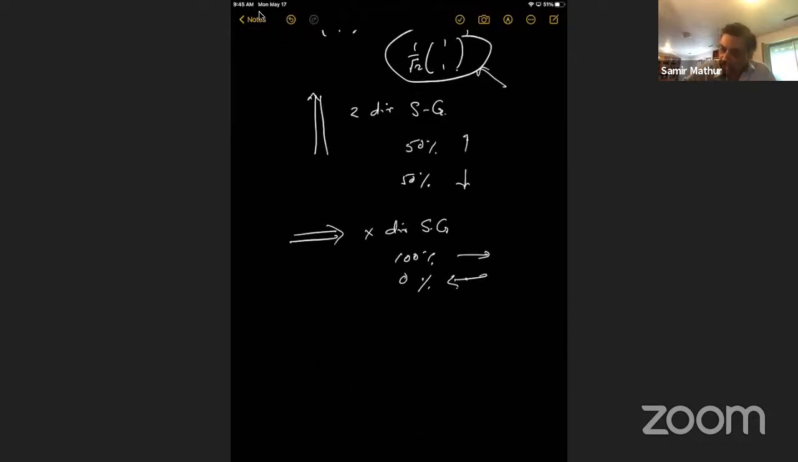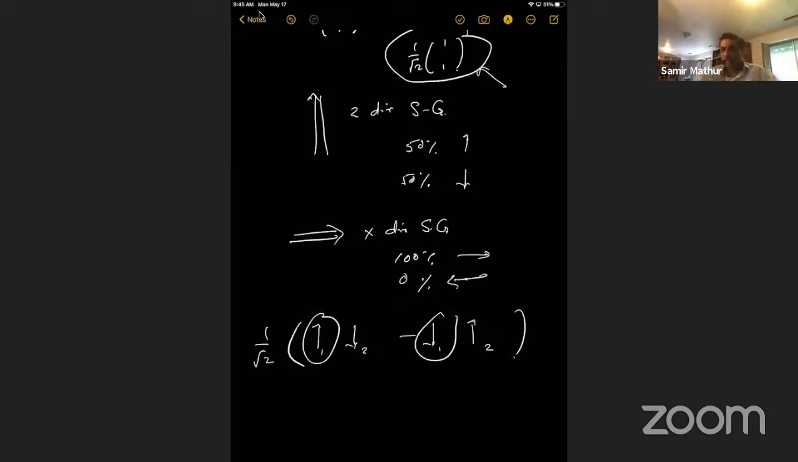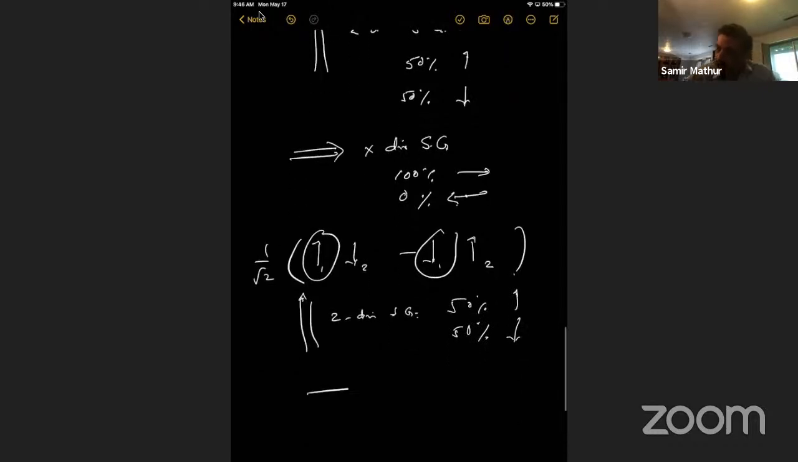Now suppose the state was entangled, so it was up of spin 1 times down of spin 2 minus down of spin 1 times up of spin 2, and I'll normalize it also. Suppose it was like this. And you only have access to spin 1, spin 2 is somewhere else far away on a different planet. But it is entangled. Now if you take spin 1 and you measure with Stern-Gerlach in the z direction, you will get up 50% of the time and down 50% of the time. But again, even if you try the x direction Stern-Gerlach or any other direction, you will again get 50% of the time going this way and 50% of the time going the other way.